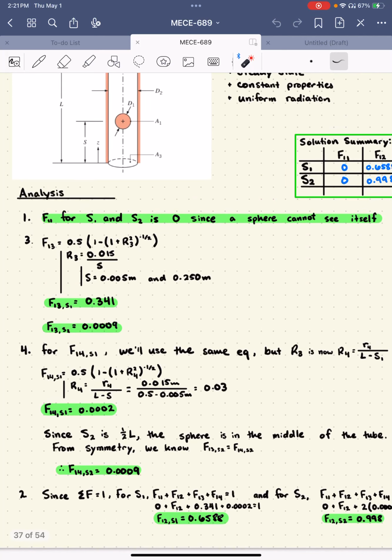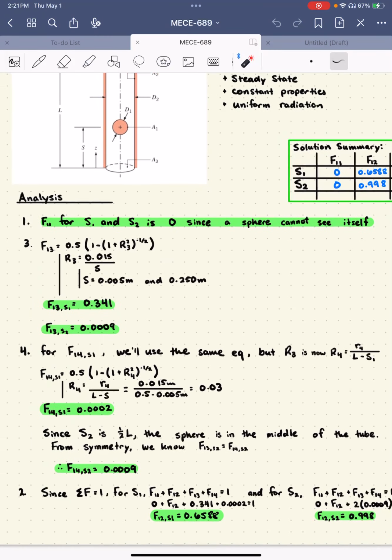Now, because for S2 we are halfway through the tube, we're able to just say that it would be the same value that we got for F13. It's going to be the same.